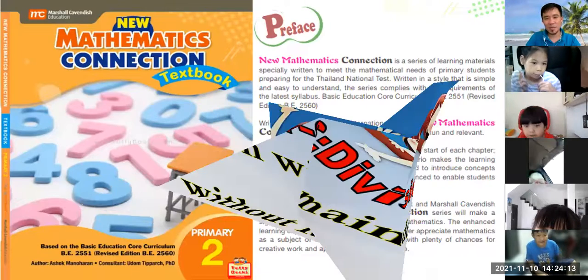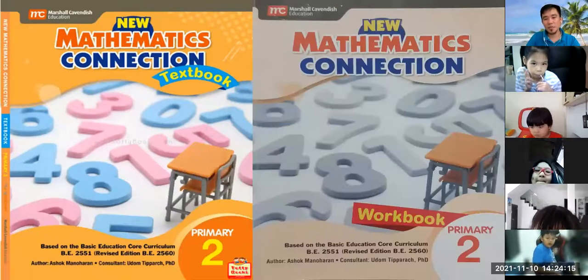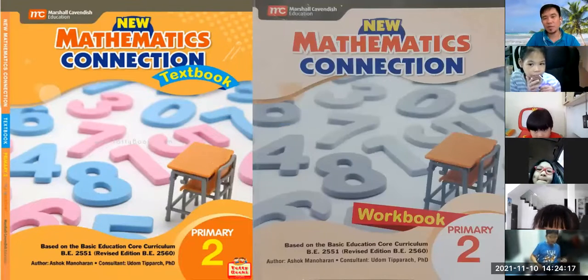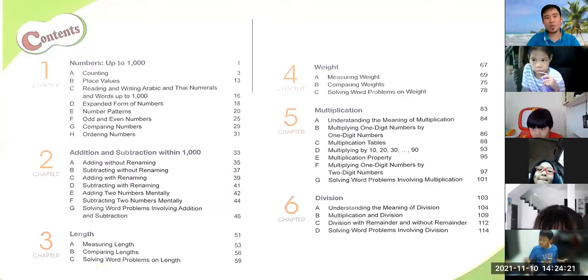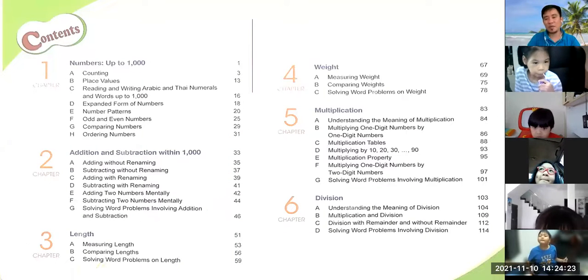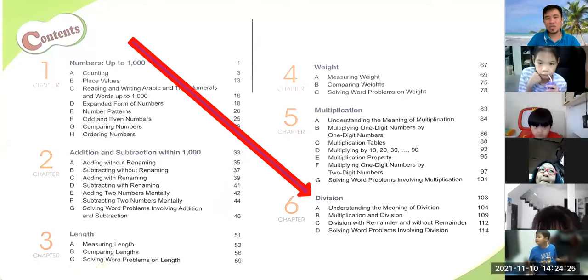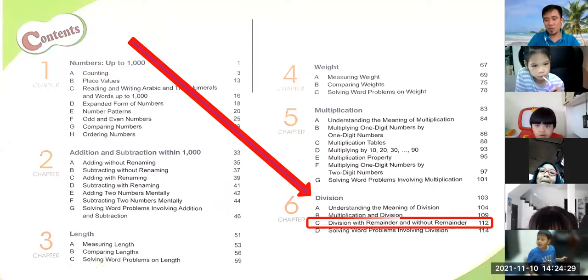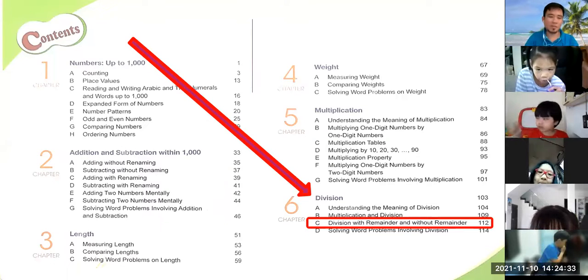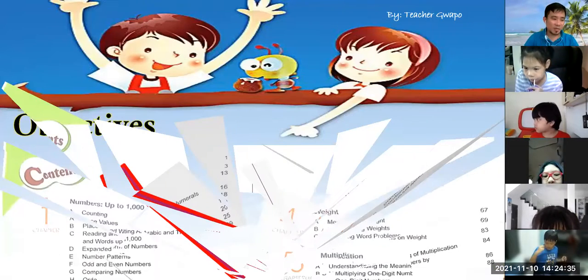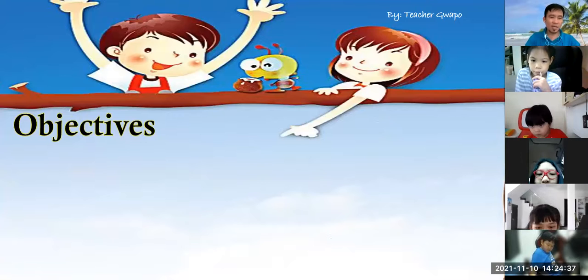So this is the book that we are using, the textbook and the workbook. So you have the workbook with you, so just prepare your workbook. We are done already with chapters 1, 2, 3, 4, and 5, and now we are in chapter 6. We will have a short review about division with remainder and without remainder. That is on page 101.